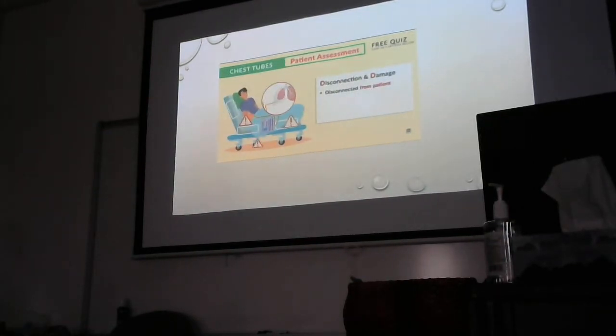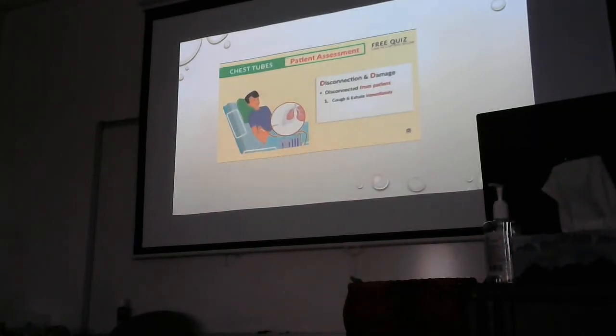So starting with disconnection from the patient. This typically happens by accident, so we must tell the patient to cough and exhale immediately to prevent air from rushing into that pleural space, causing that deadly tension pneumothorax and collapse in the lung. We basically have a hole in the chest here, right? In essence, we've created a sucking chest wound.